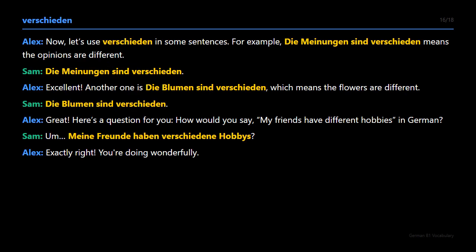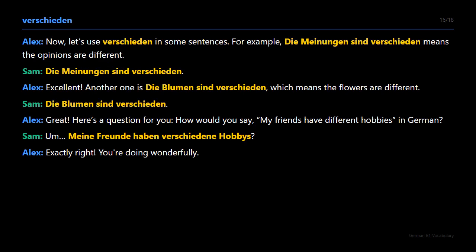Now, let's use verschieden in some sentences. For example, Die Meinungen sind verschieden means the opinions are different. Die Meinungen sind verschieden. Excellent. Another one is Die Blumen sind verschieden, which means the flowers are different. Die Blumen sind verschieden.